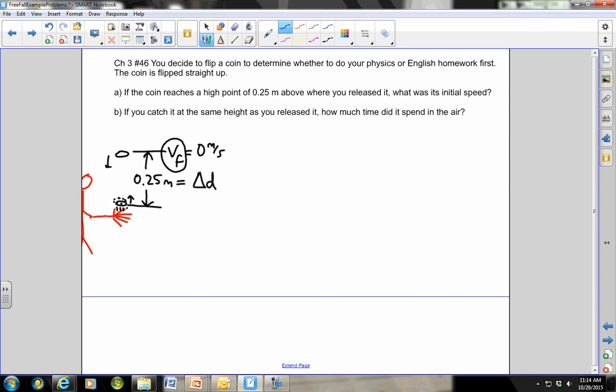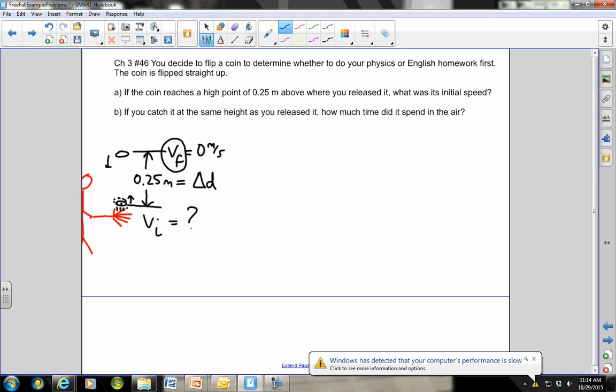Now the overall displacement would be 0, right? Because it comes back to where it started, okay? But halfway through, it's 0.25 meters up. And then what was its initial speed? So they want to know VI, which is not 0 this time. And then acceleration is still negative 9.80.